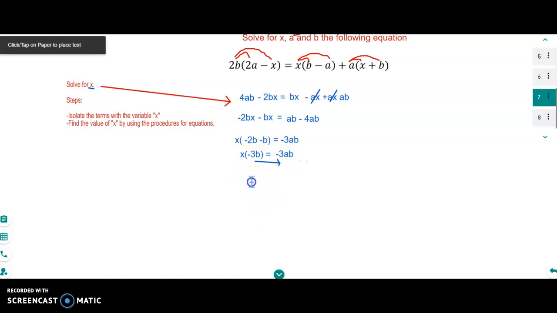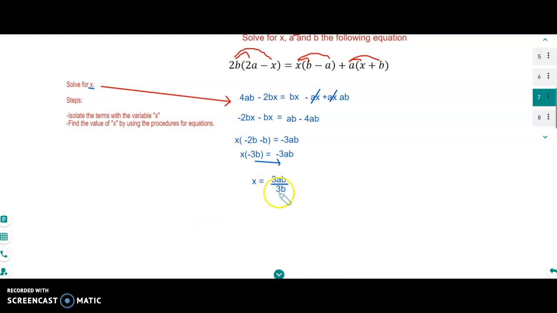So x equals 3ab over 3b. All right, because both of these terms are negative. So if it comes negative here, and we have a negative sign in the minus 3ab, this negative times negative will be positive, okay? So now, we write the fraction line, okay?